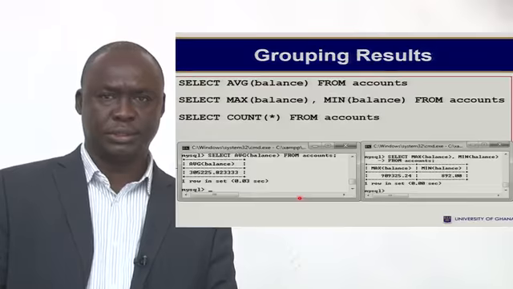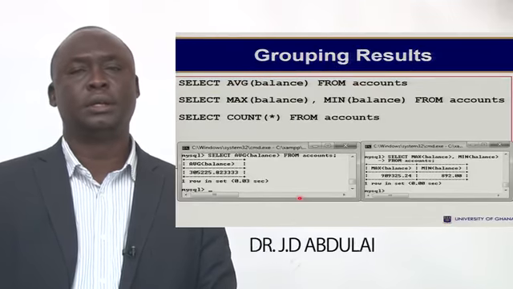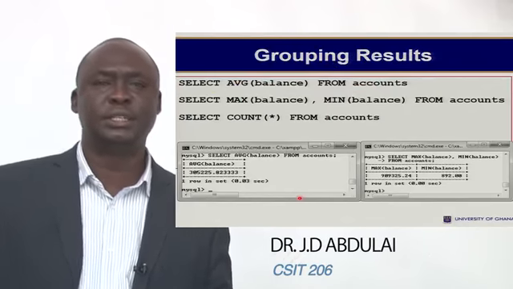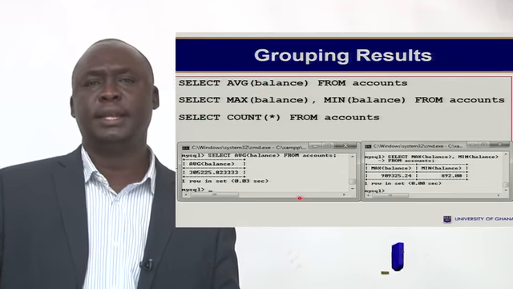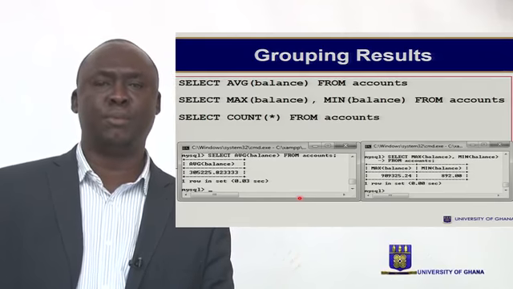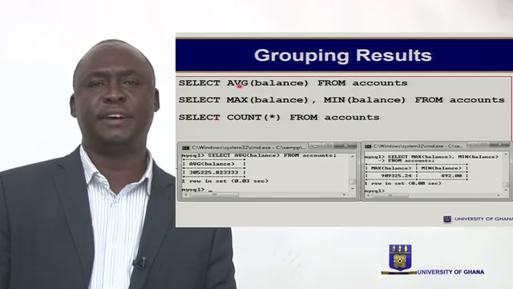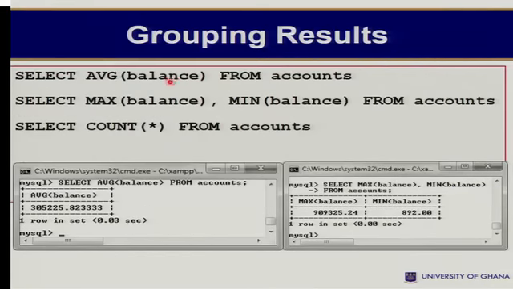Grouping results. Grouping results allow us to do summary reports. So if you want to average a particular column, or you want to determine the maximum sales, or you want to count the number of items sold for a particular day, this is achieved using grouping results. And the syntax is: on SELECT, you specify the function, then you specify the column to which you want to apply the function, and then you specify your FROM clause and your table.